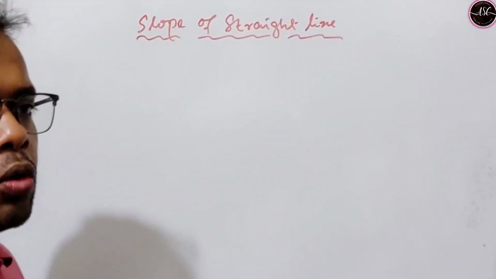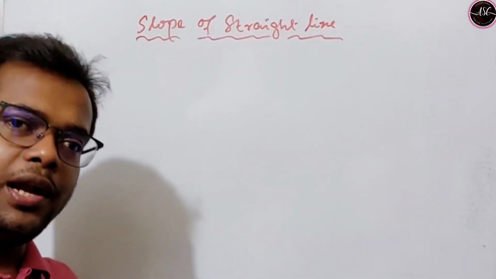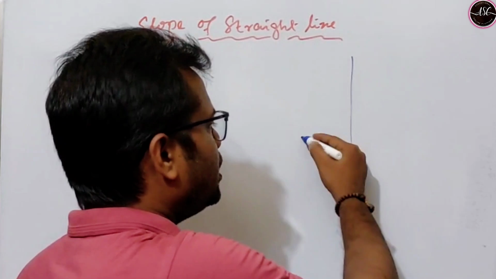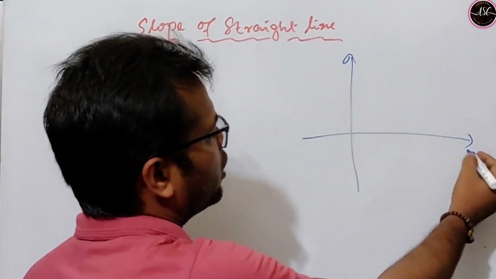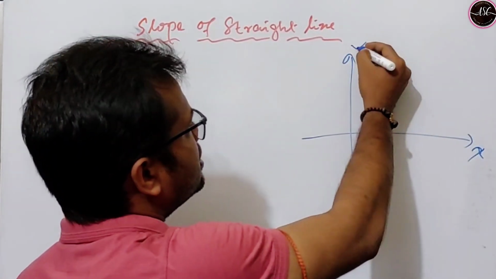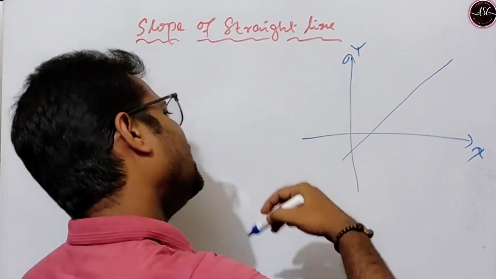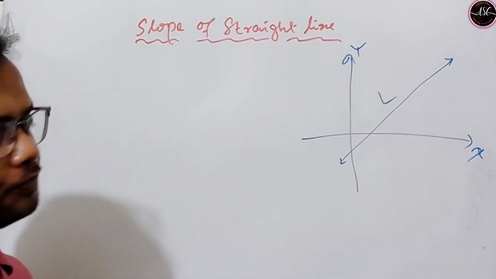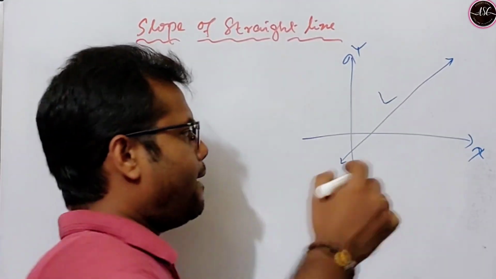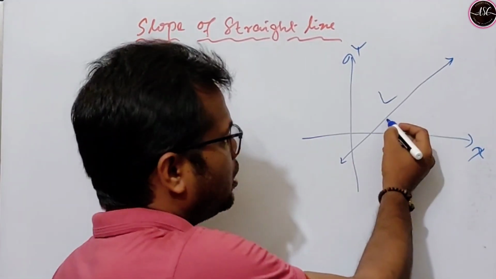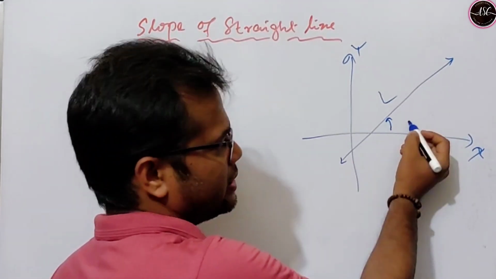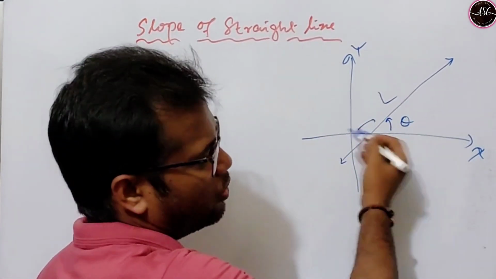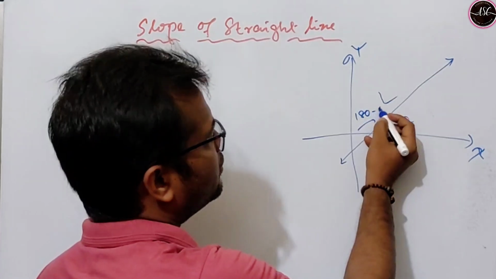So firstly, we will learn about the slope of a straight line. Just look, let this be a coordinate plane. This is x axis, this is y, and let this be a straight line, L. It forms two angles with x axis. Let this be theta, and the value of this is 180 minus theta.